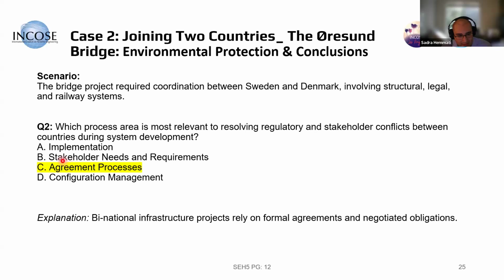For B, I can see why you chose this. Stakeholder needs and requirements, they definitely define understanding the real needs and putting them into the form of requirements, which was definitely a good and important factor. But we are trying to find the most relevant one, and regarding conflicts and regulations, this leads to agreement processes.